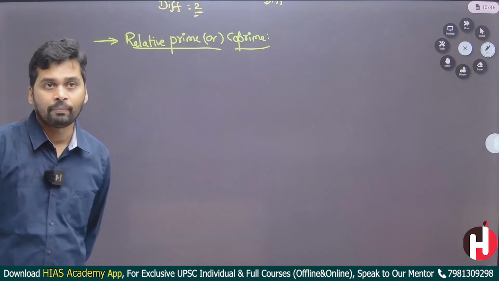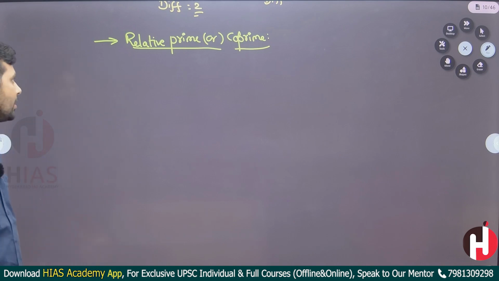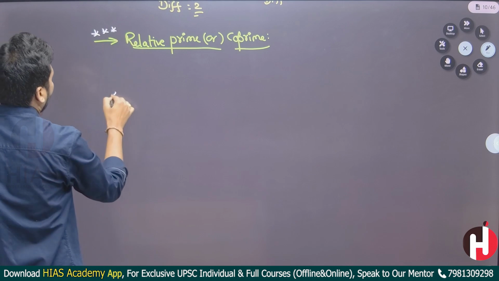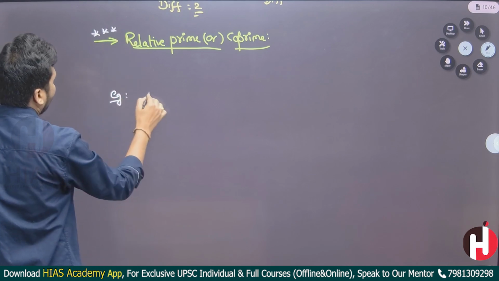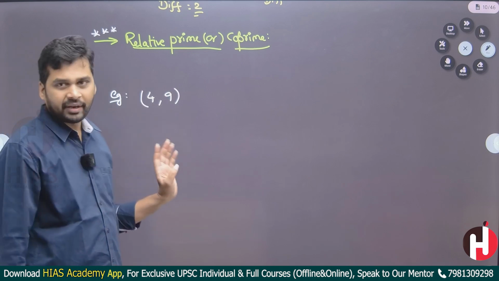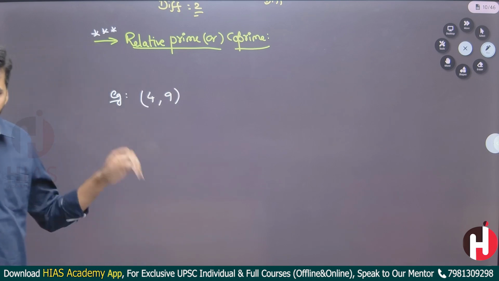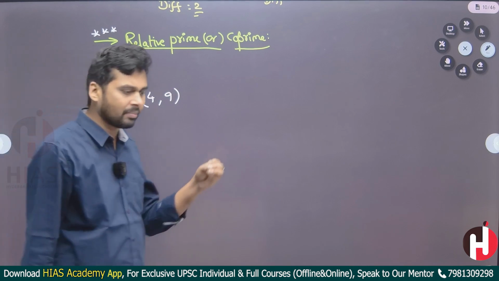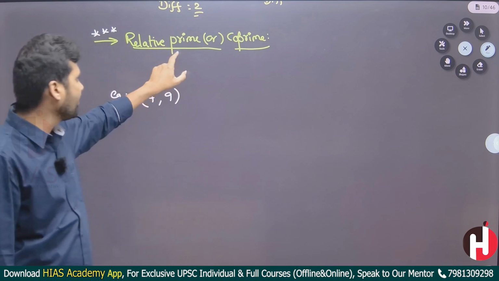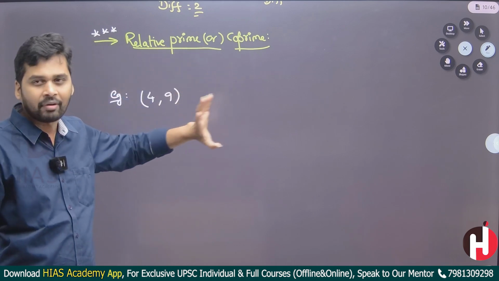So what is meant by relative prime or co-prime? It's very important. First, I'll give you an example. If you take two numbers, they can be any numbers. Those numbers can be prime numbers or normal numbers, or a prime number and a composite number, it's okay. Even though the name has the word prime, we have nothing to do with prime numbers.